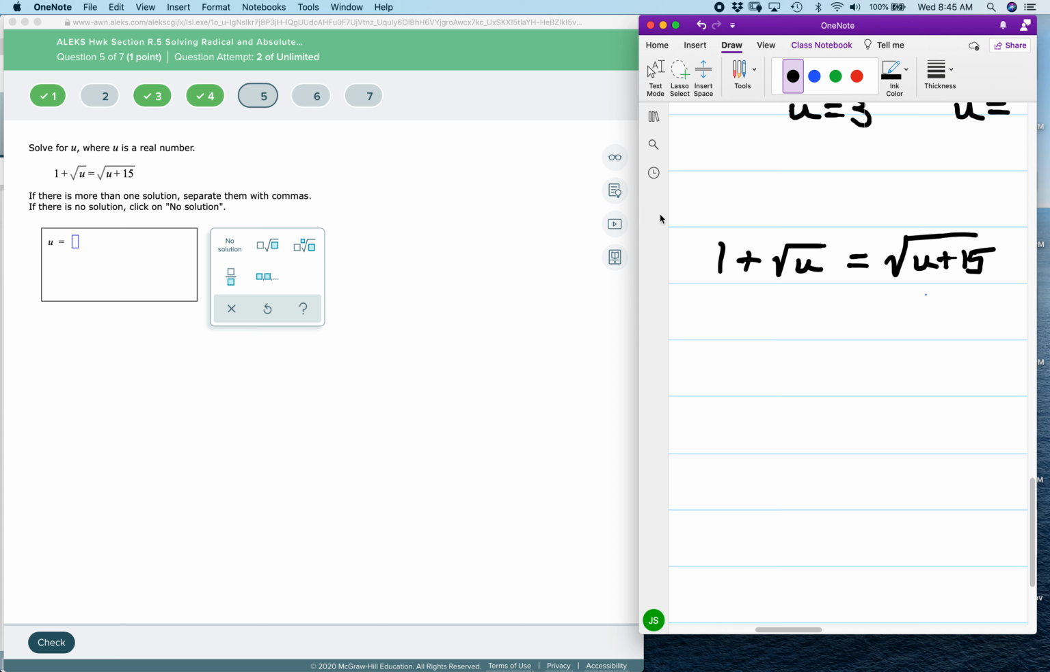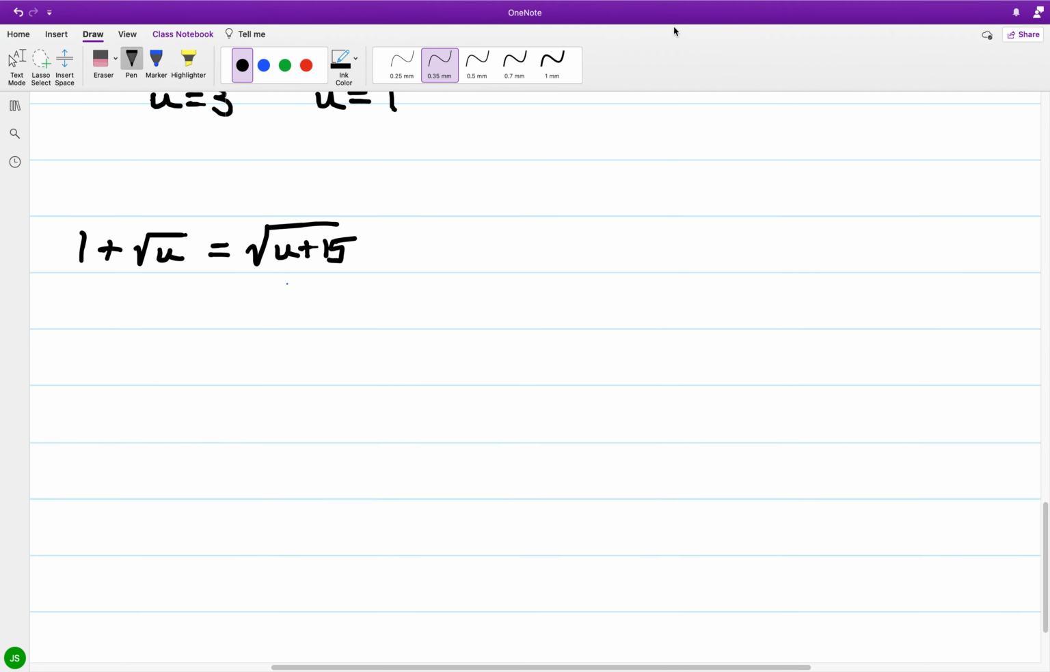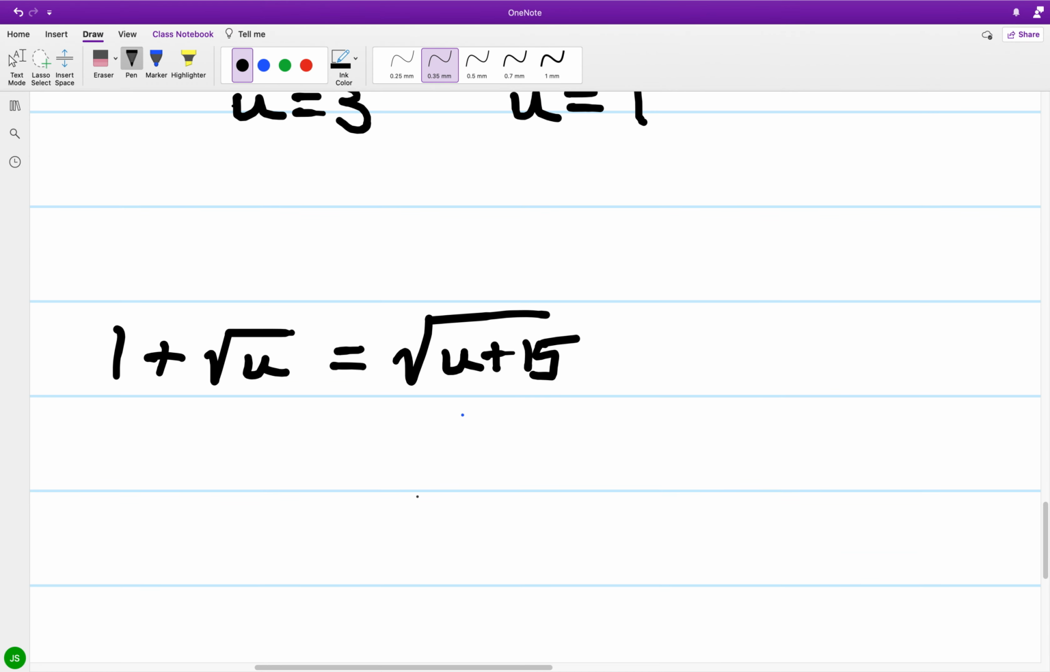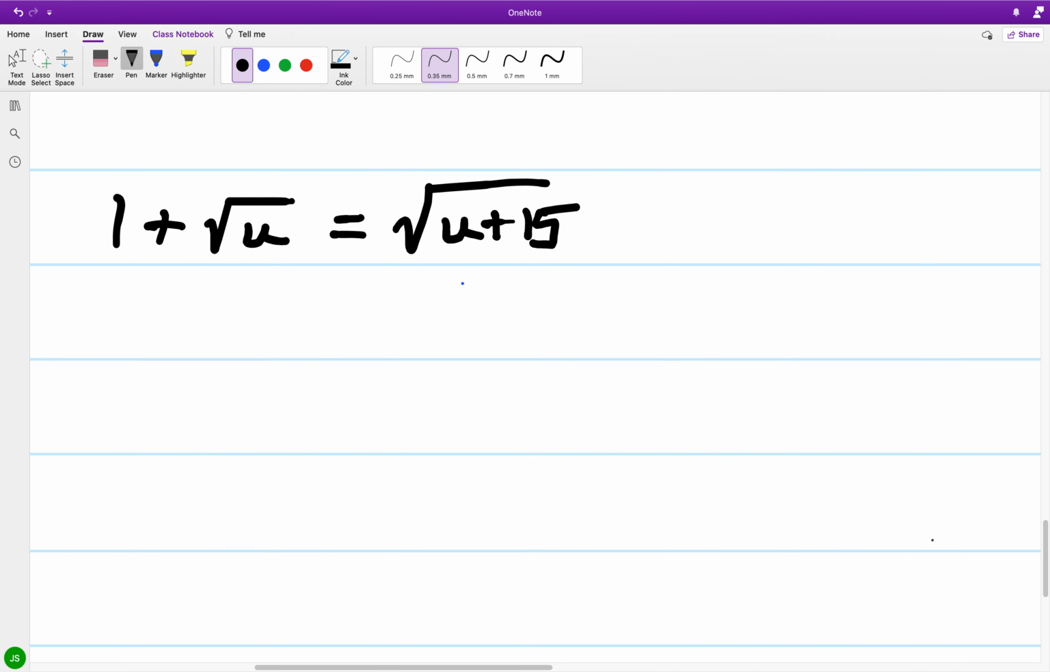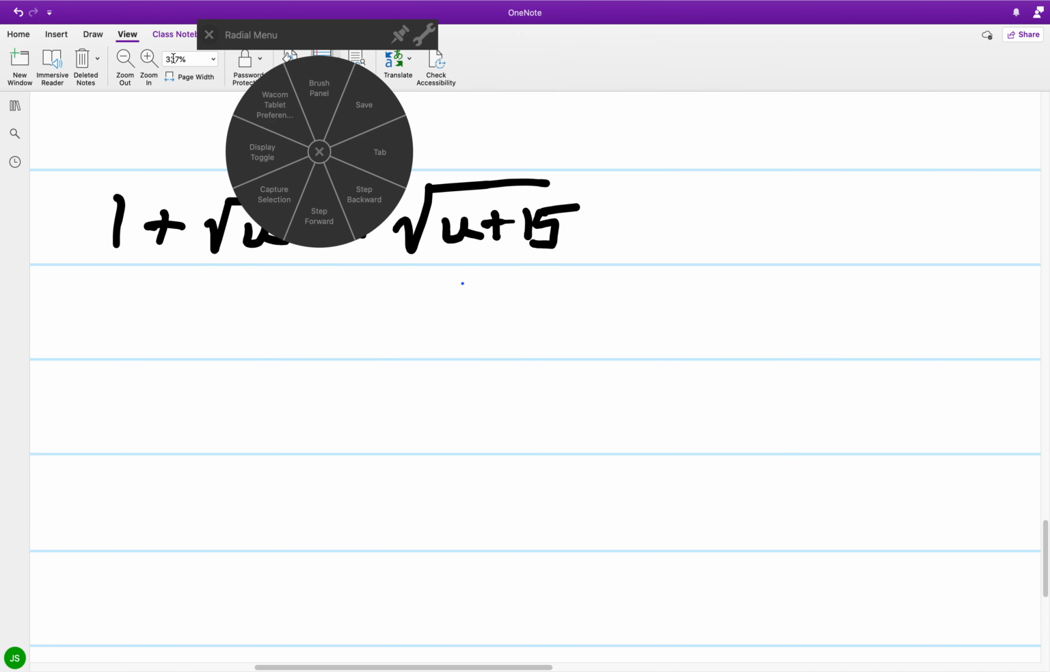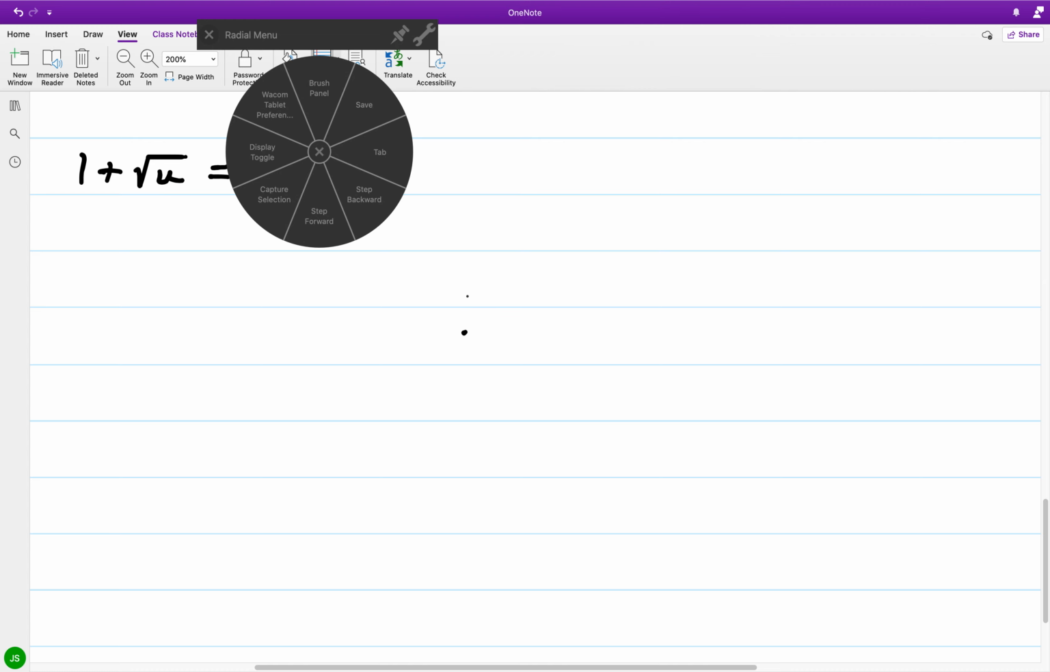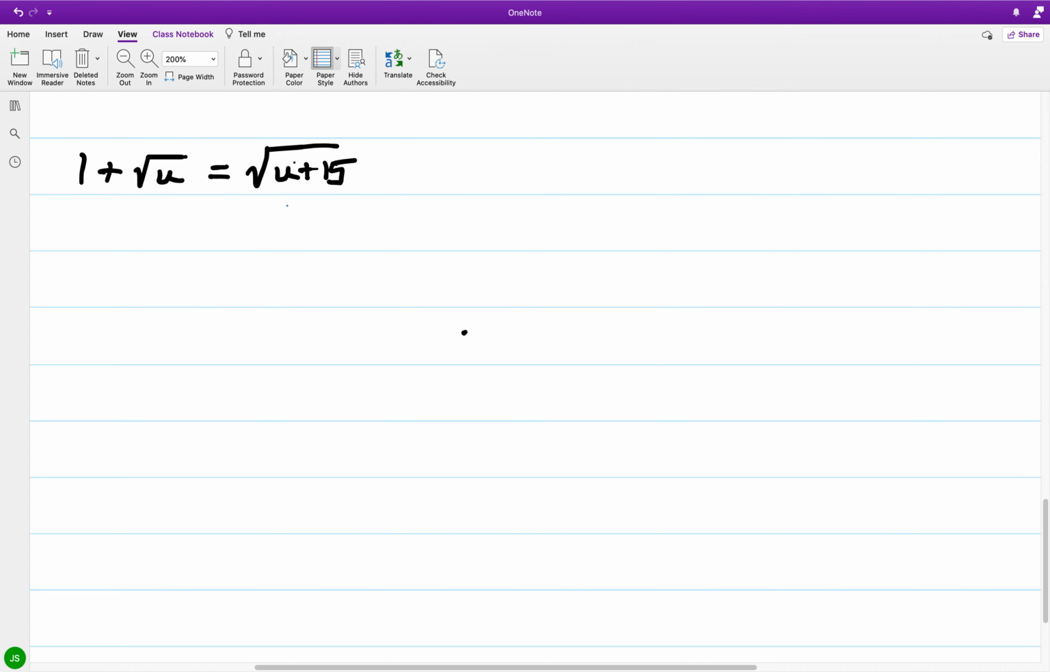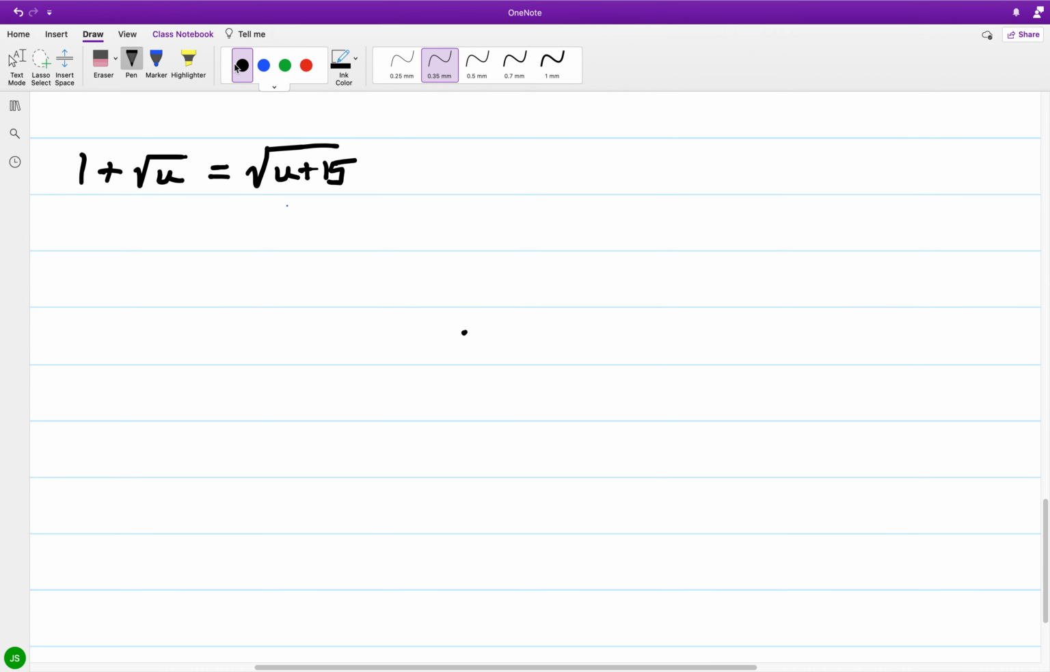Okay, for the next item, we have a special case in the radicals, whereupon we have 1 plus the square root of u is equal to the square root of u plus 15. Now we have the appearance of two radical terms, the square root of u and the square root of u plus 15. What we can do here is go ahead and square both sides.